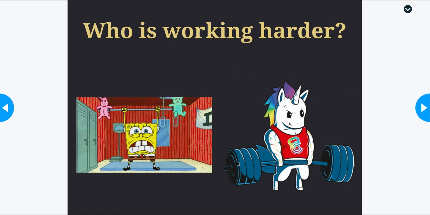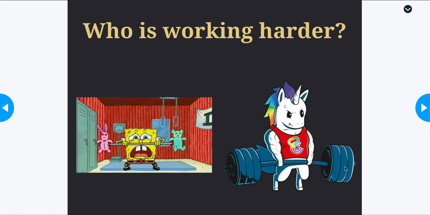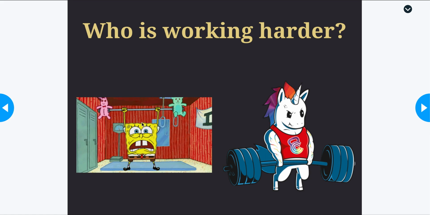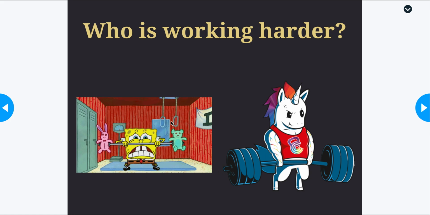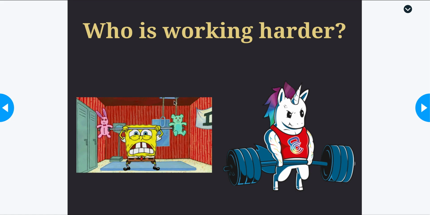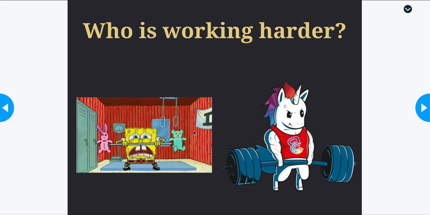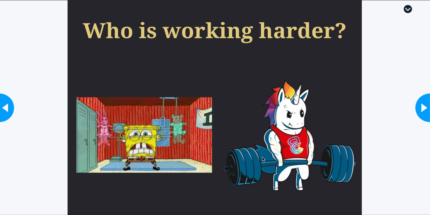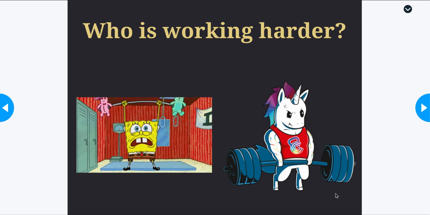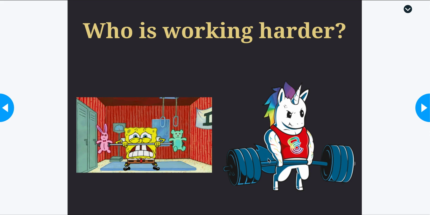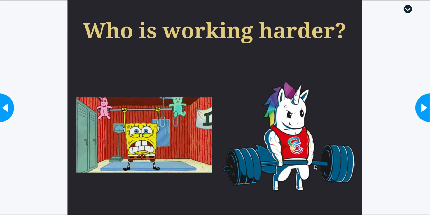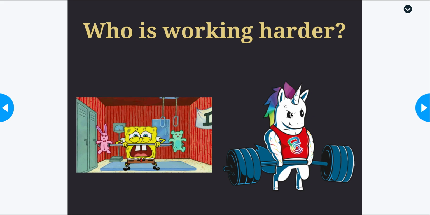So even though the unicorn has a lot more weight on its barbell and you can see the unicorn is struggling mightily, the fact of the matter is SpongeBob is doing more work because SpongeBob is actually moving the object. He is exerting a force that is causing that barbell to move up and down. Because there is force and motion, SpongeBob is working harder. Even though there is more downward force on the barbell that the unicorn is holding, there is no motion, and therefore there is no work being done by the unicorn.